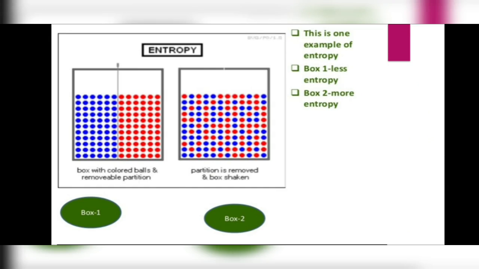Just see the image. You can see two boxes there, box 1 and box 2. In box 1 you can see blue color dots and red color dots. Assume these dots as gaseous molecules. Let the blue color dots be gas A molecules, and the red color dots be gas B molecules. Blue is gas A, red is gas B, and it is enclosed in a container, and there is a movable partition in between them.